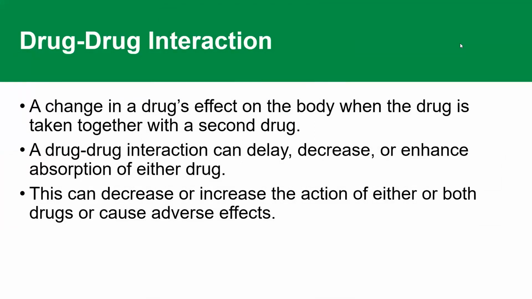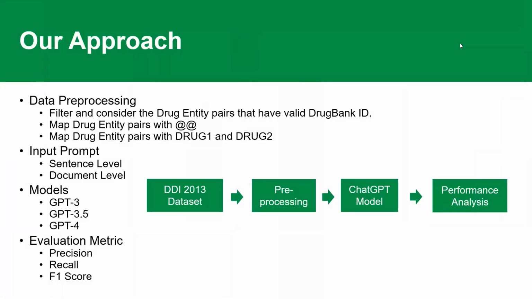So drug-drug interaction is basically a change in the drug's effect on the body when the drug is taken together with a second or maybe third drug. And a drug-drug interaction can delay, decrease, or increase the absorption of either of the drugs and cause adverse effects. It may cause death. So it's very important.